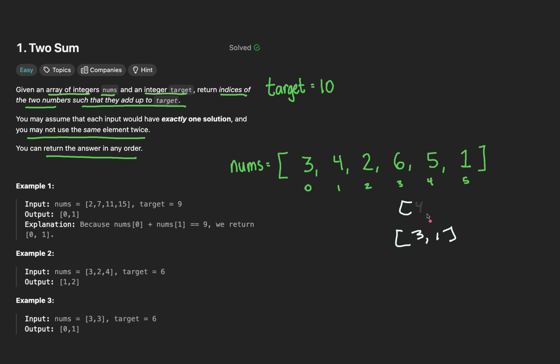Two, there can only be one solution. So if you examine our example list here, you'll notice there's not another pair of unique numbers other than the 4 and 6 that we found that add up to our target.